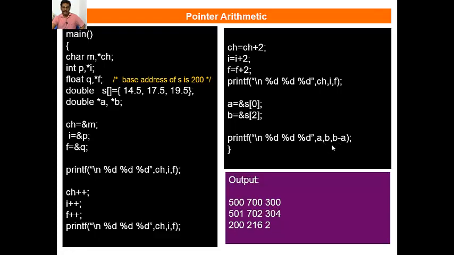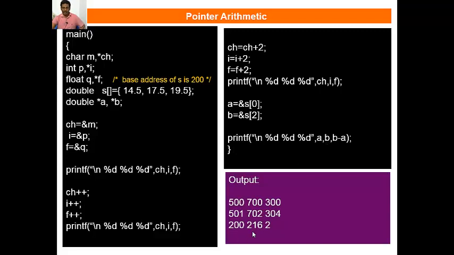308. Here A, B, B minus A. Here A equal to address of S of 0. A is a pointer variable, a double pointer variable, and B is also a double pointer variable. Here we assign the address of double locations, that is address of S of 0. In our case, we assume the starting base address of S is 200, so 200 is assigned to A. The first location is 200, the second is 208 because it is a double, then 216. So address of S of 0 is 200, S of 1 is 208, S of 2 is 216. So A is 200, B is 216.